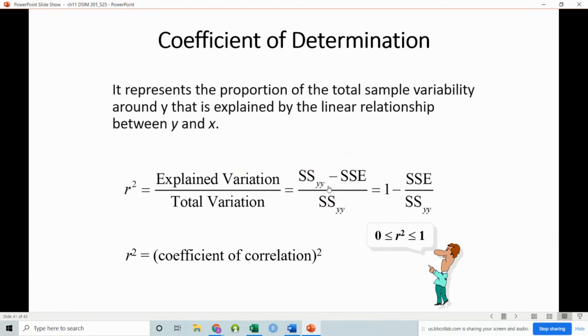Okay, so the coefficient of determination, probably more important than r, is r squared. It represents the proportion of the total sample variance around y that is explained by the linear relationship between y and x. Basically, this tells us how good is our model. The closer to 1, the better the model, or the more variance that is explained. And r squared can only be between 0 and 1. The best models are close to 1, and the bad models are close to 0.